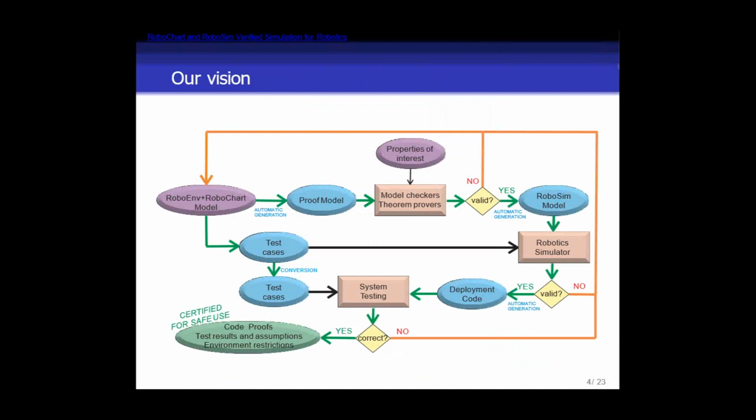Up here are some properties of interest that should be satisfied by this robot when it's deployed. And those are put into these verification engines, and perhaps the verification fails. And so we'll go around this loop until it's valid, until it passes.